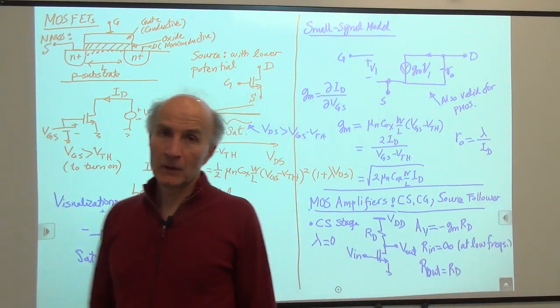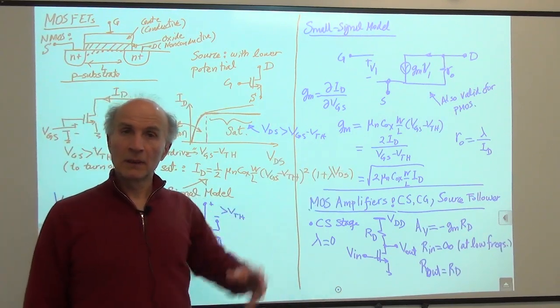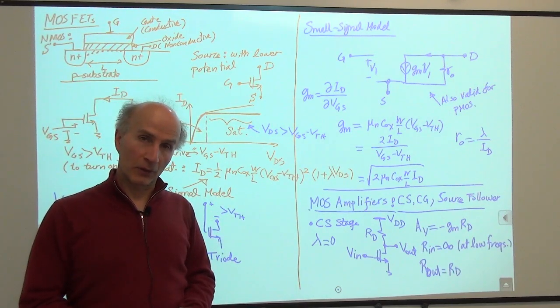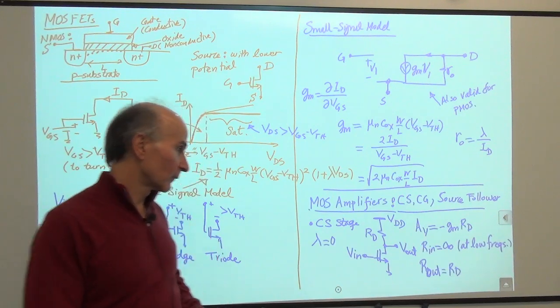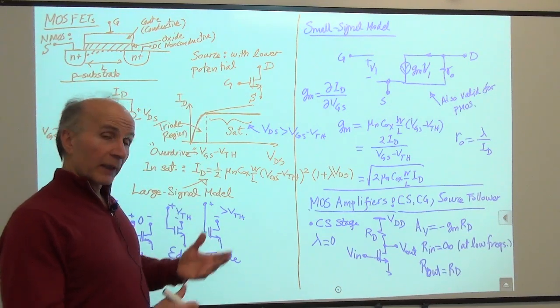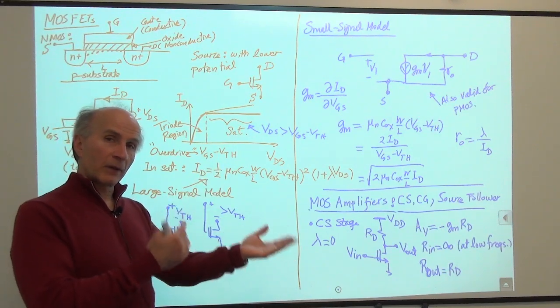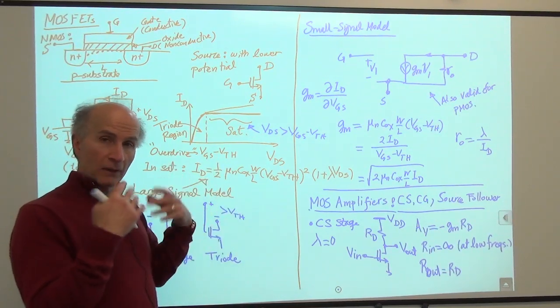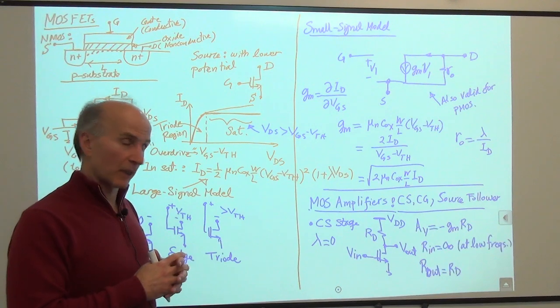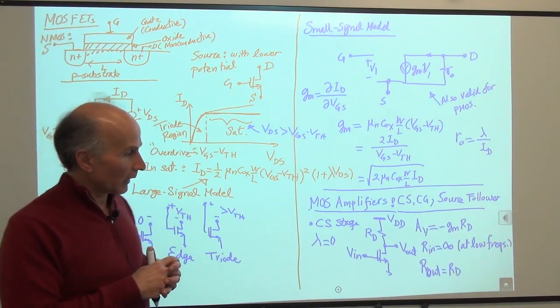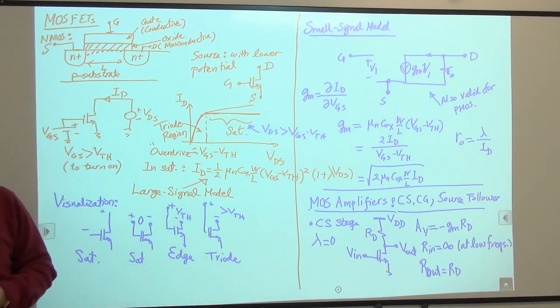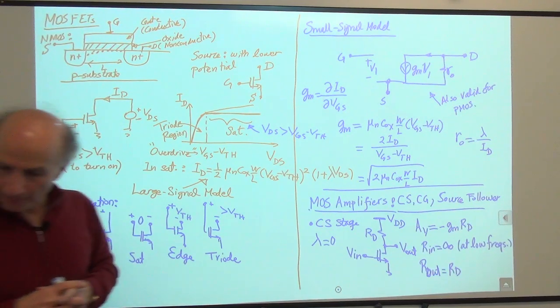All right, so lambda here is similar to the early effect in the bipolar model. So long as you remember the similarities between the bipolar amplifiers and MOS amplifiers, it's much easier to keep track of everything that's going on. Now with that, we are ready to look at our next problem.